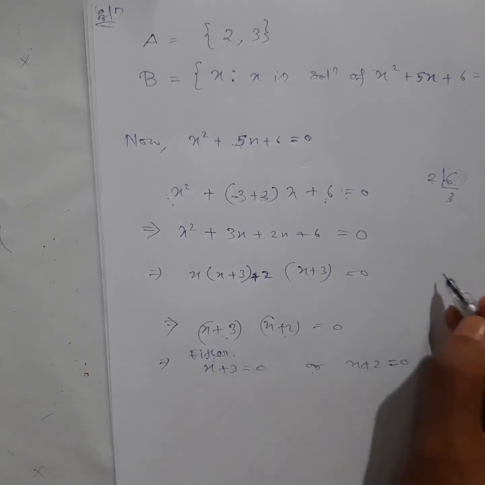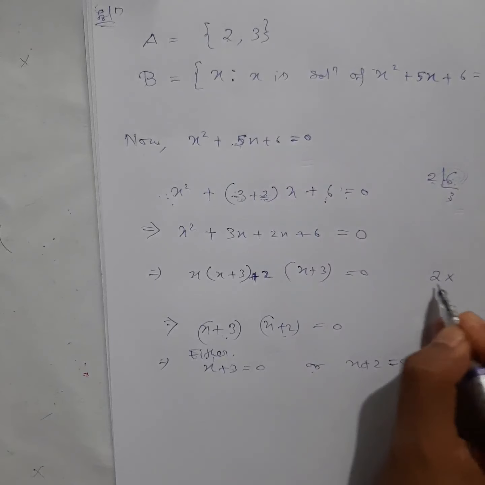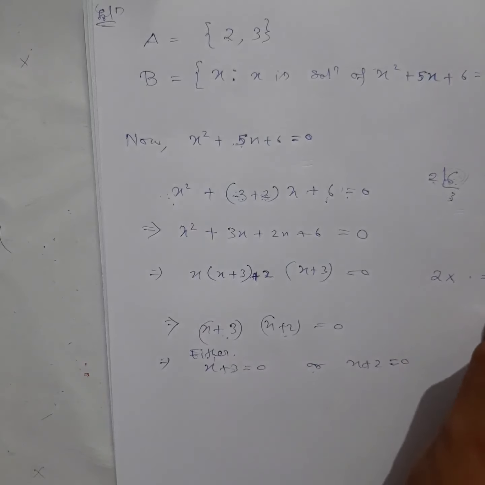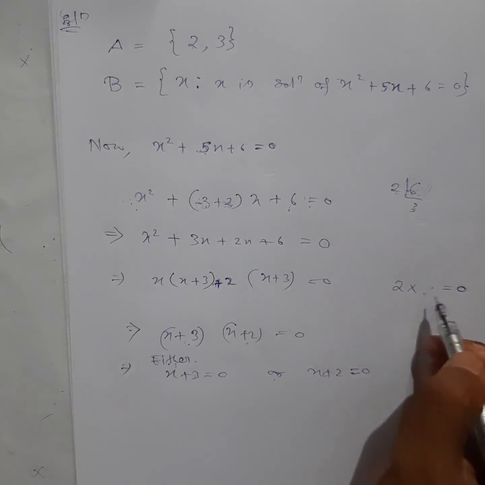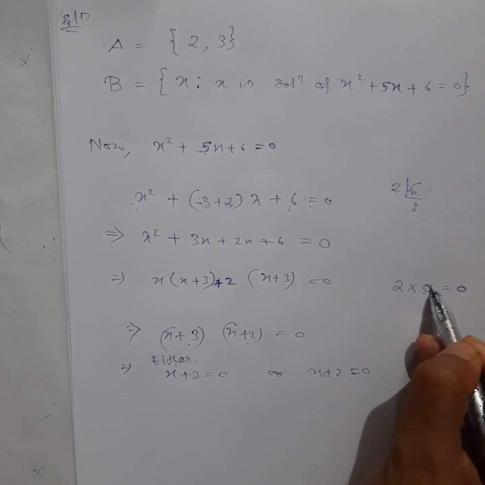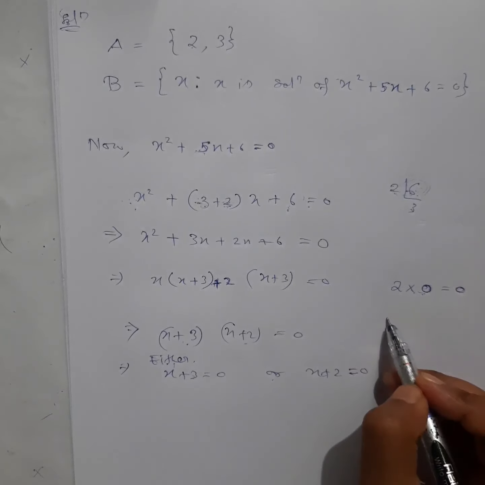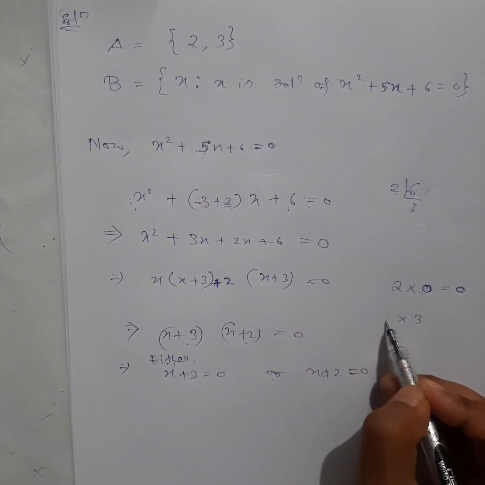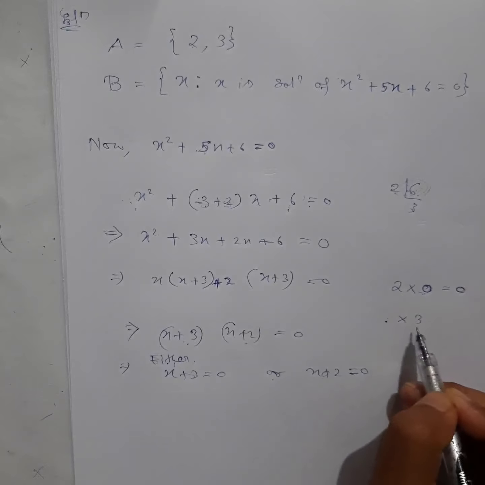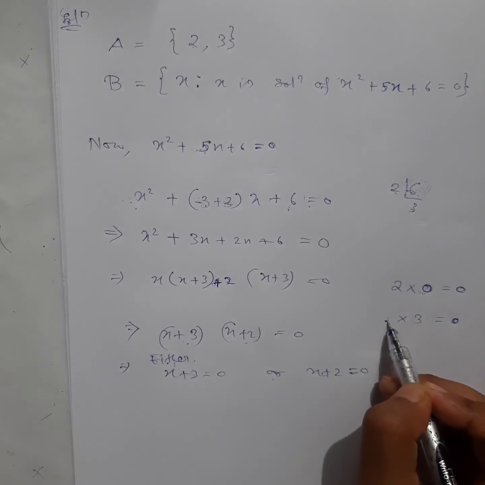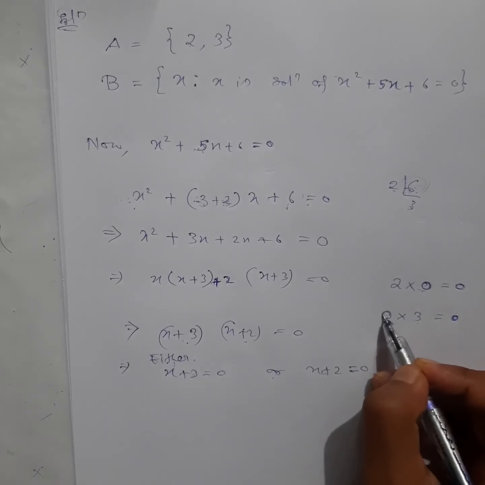The reason is, in multiplication, can you tell me any number which I can multiply with 2 and get 0? The only possible number here is 0. If I take the second number 3 and want to find a number which, multiplied with 3, gives 0, the only possibility is 0.